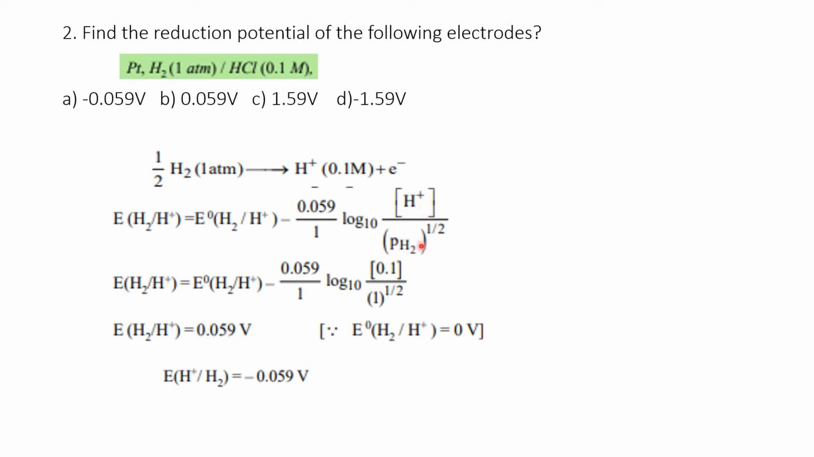Okay, this is the H plus divided by H2 plus of this one. First you have written that, and then this one. That's why I have mentioned it as minus. Okay, then what is that concentration? Concentration of H plus is 0.1 divided by 1. Okay, this is H plus 0.1, here 1 atmospheric pressure. So it is 1 atmospheric pressure.